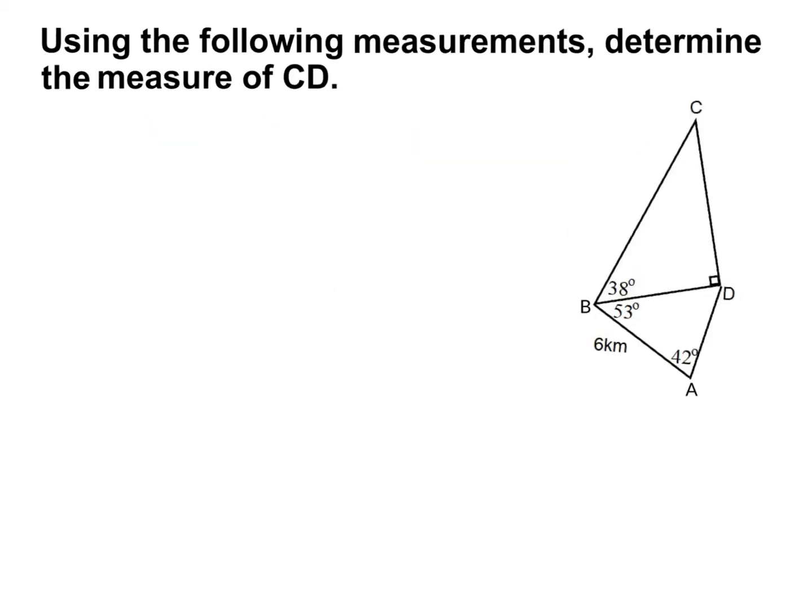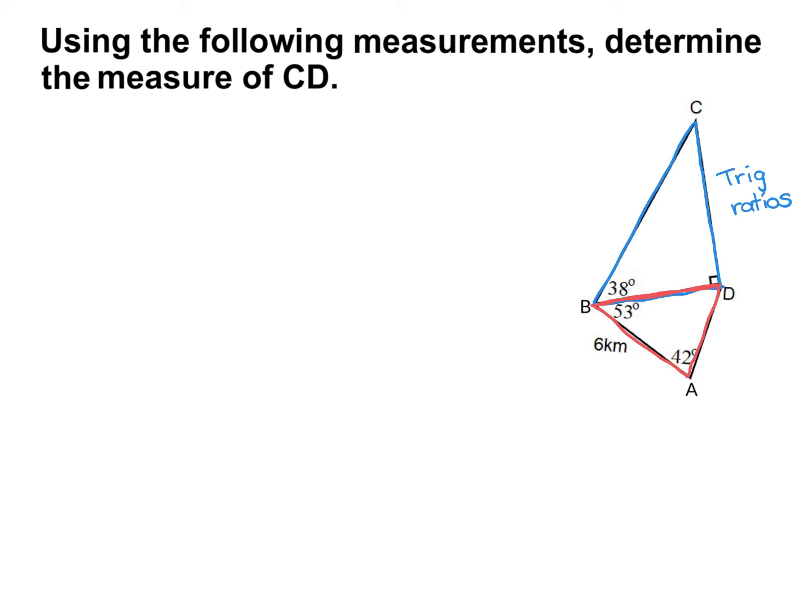In our last question, it says, using the following measurements, determine the measure of CD. Now CD is this line right here. And if you notice, it's part of a 90-degree triangle. So we're going to have to use trig ratios to figure it out. But notice we don't have this line right here. And this line is part of a different triangle, which is not a right angle triangle.